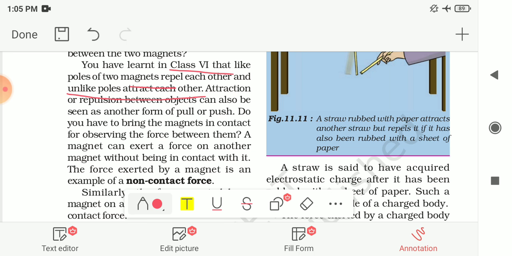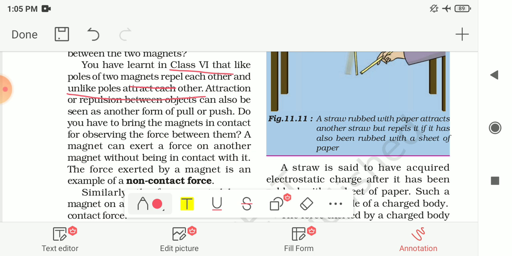That means we already know that the bar magnet has two poles, that is north pole and south pole. If we bring the north pole near the north pole of the other magnet, then they will repel each other. And if we bring unlike poles, that means different poles, near each other, that means north near the south or south near the north, then they will attract each other.